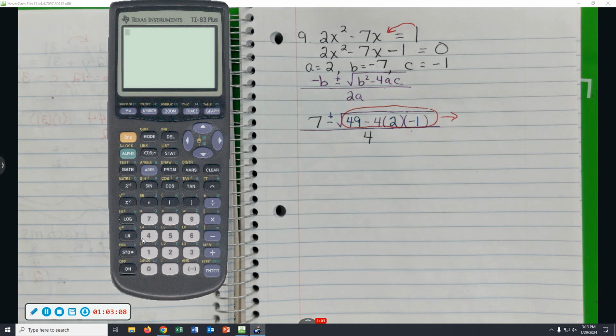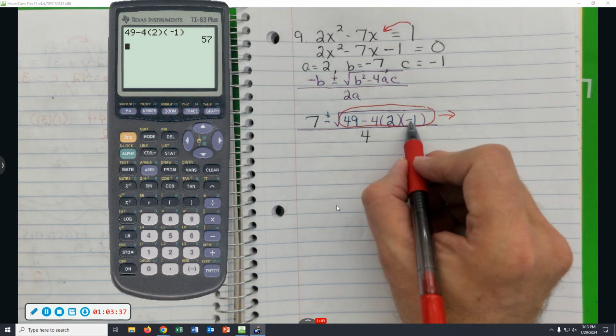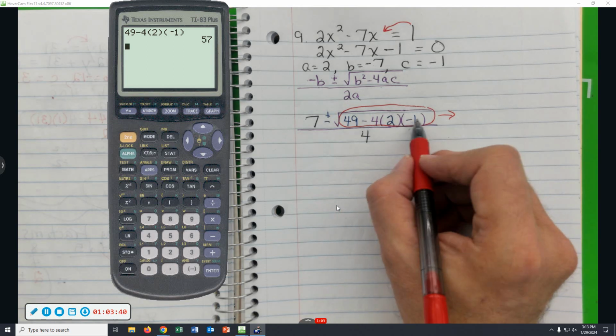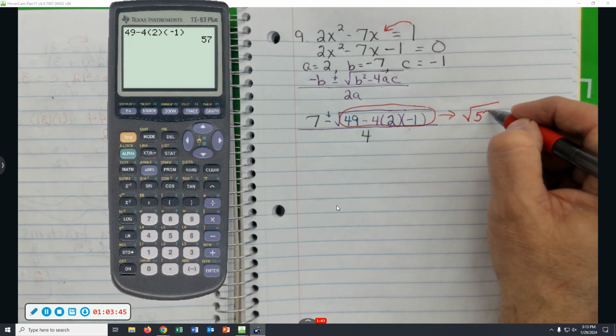49 minus 4 times 2 times negative 1. Punching a negative, here's where my negative is. On most calculators, there's subtraction keys and there's negative keys. Okay? 57. 4 times 2 is 8, times a negative 1 is negative 8, minus a negative would just be 49 plus 8. So you can do this in your head if you want.